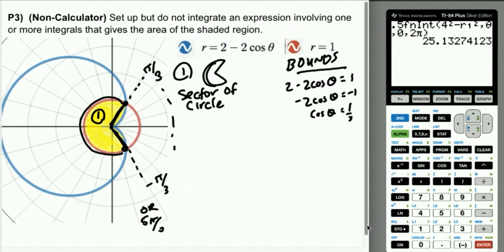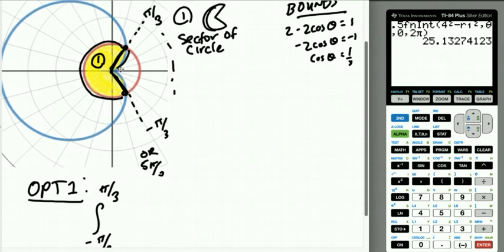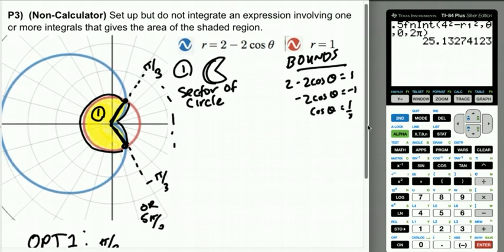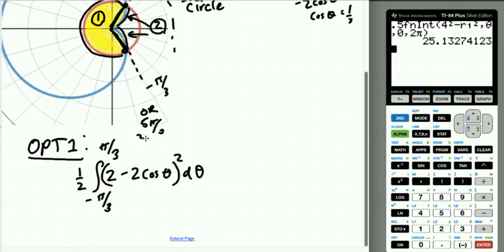Option 1, which doesn't pay any attention to geometry at all, is to recognize that from negative pi over 3 to pi over 3, so this window on the right-hand side, this chunk right here, I just want the area inside the blue curve. Well, the blue curve is 2 minus 2 cosine theta, so 1/2 the integral of 2 minus 2 cosine theta quantity squared with respect to theta, right? So that's this area, these two little ones. So we'll just call these together area 2, right?